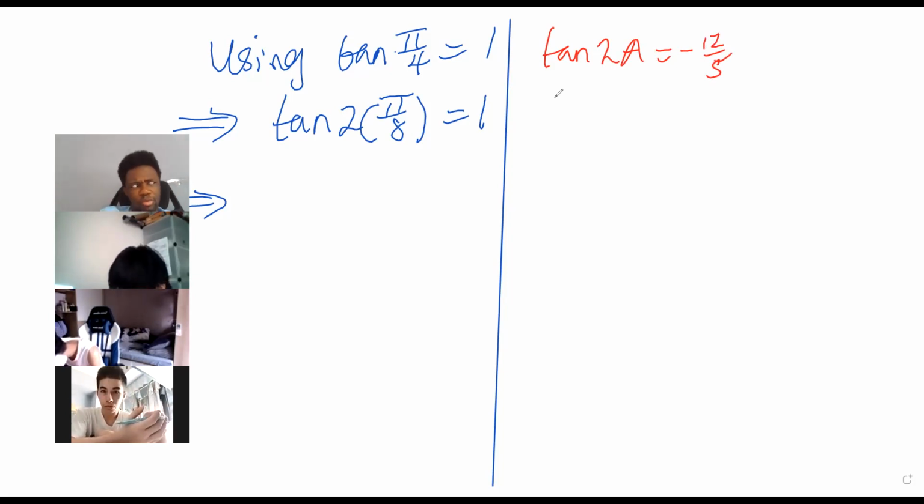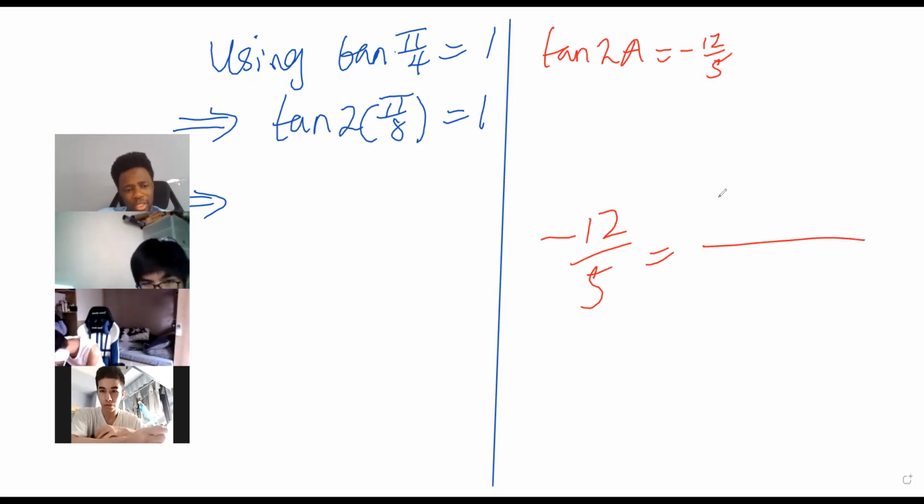Why are you bringing negative 12 over 5 for? You see, these little things is why you confuse yourself unnecessarily. Why are you changing that order? Why are you bringing the number before the trigonometry ratio? Can you tell me why? Is there a particular reason you are saying negative 12 over 5 equals something in terms of tan A? Answer my question, Alex.